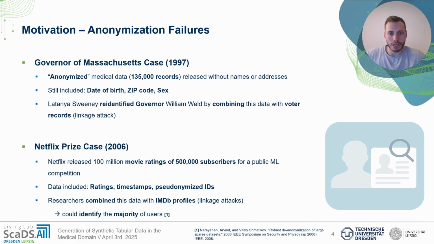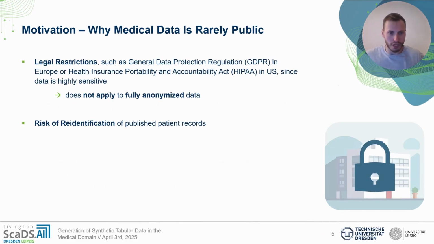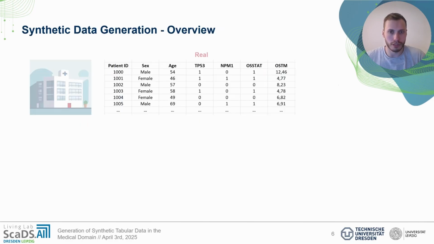So yeah, kind of stuff like that. As we have seen in the previous examples, there's a risk of re-identification. So what could we do to reduce this risk and still be able to publish data? One possibility is to look at synthetic data instead.